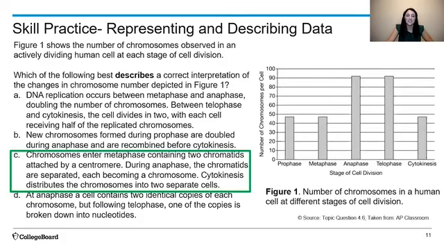Choice C says that chromosomes enter metaphase containing 2 chromatids attached by a centromere. Those were our doubled chromosomes. During anaphase, the chromatids are separated, each becoming a chromosome, and cytokinesis distributes those into the 2 separate cells. So while we are in anaphase, we have double the number of chromosomes than we did in the other phases.